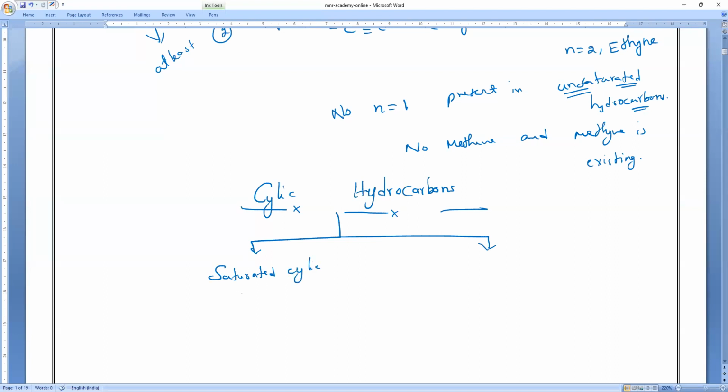Saturated cyclic hydrocarbons, what do we call them, guys? Anybody can tell? Saturated cyclic hydrocarbons are cycloalkanes. That means only single bonds are present between the carbon atoms. That is what is called saturated hydrocarbons. What is another name of saturated cyclic hydrocarbons, everybody? Cycloalkanes.